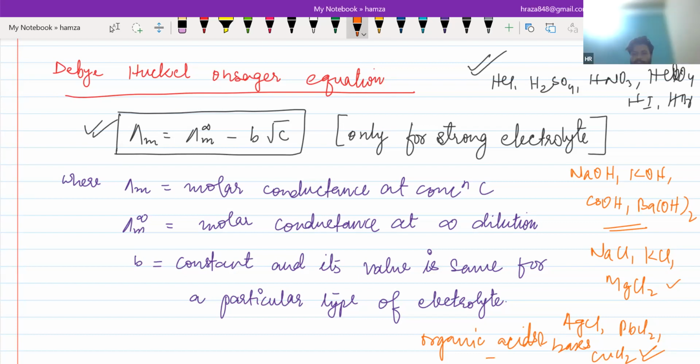Okay, organic acids and organic bases. Organic acids, you know, are carboxylic acids like CH3COOH or HCOOH, and alcohols, and bases like NH2CH3, amines, and all. These are all weak acids and bases. That means weak electrolytes. Got it, Hamza?